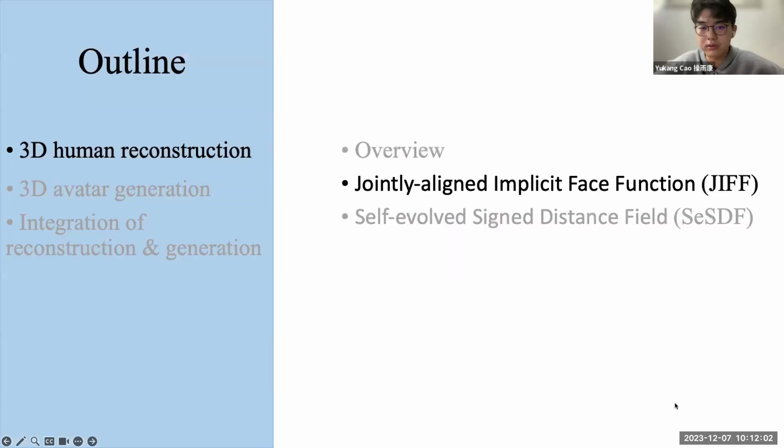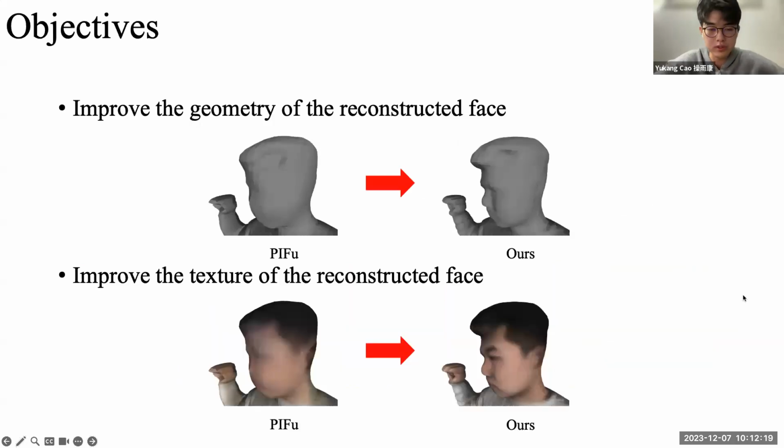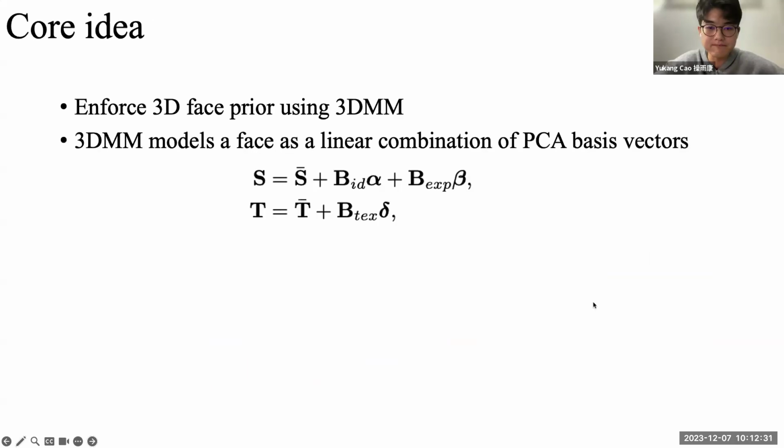So to handle this problem and enhance the facial details in the reconstructed human bodies, we propose the jointly aligned implicit face function for high-quality single-view clothed human reconstruction, which has been accepted by CVPR 2022 with an oral presentation. The objectives of our JIFF project are twofold. Firstly, we want to improve the geometry of the reconstructed face from PIFu. And secondly, we want to improve the texture of the model face.